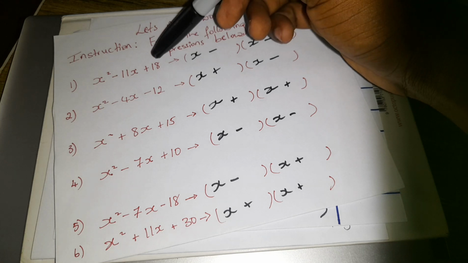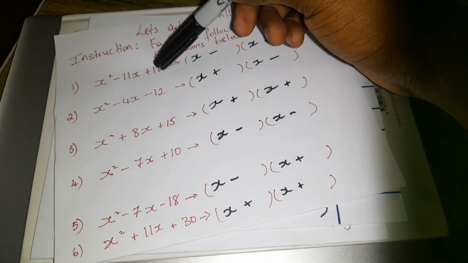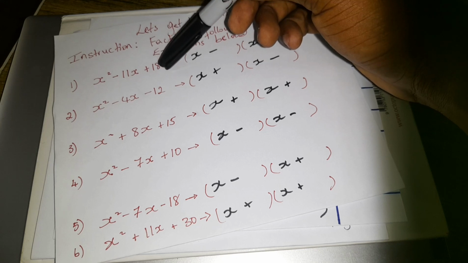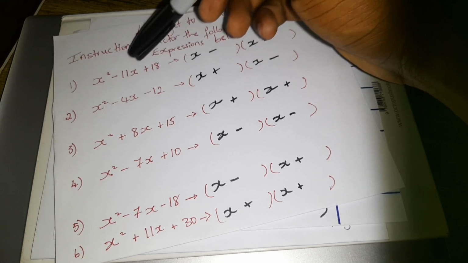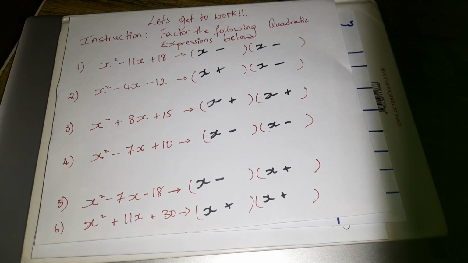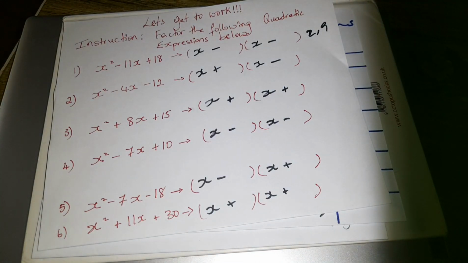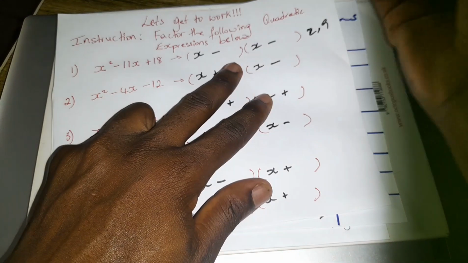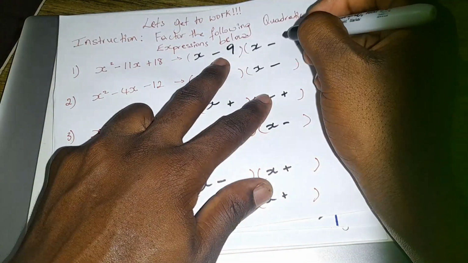Which 2 numbers, when you multiply, you get 18, but when you add them, you get 11? In this case, it has to be 9. 2 and 9. 2 times 9 is 18. But when you add them, how much do you get? 11. So you want to put in 9 over here, and 2 over there.